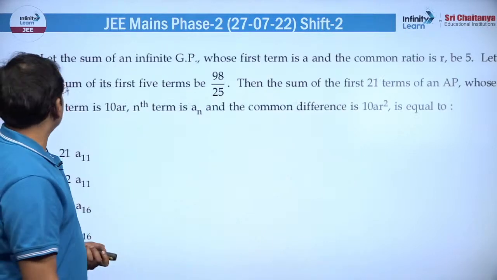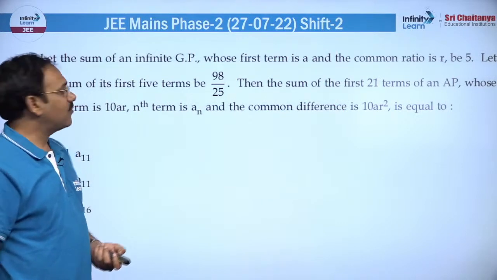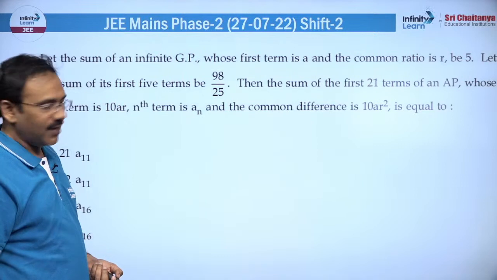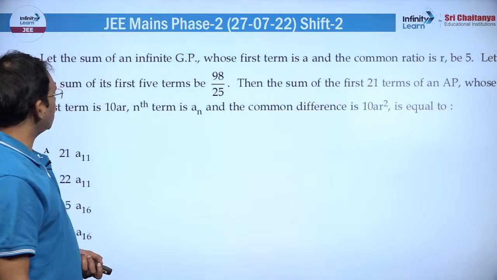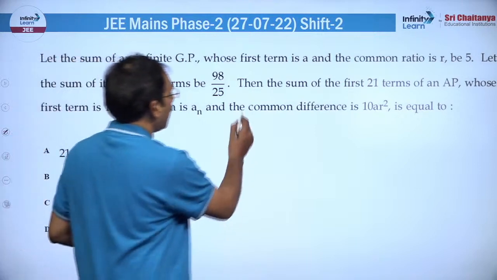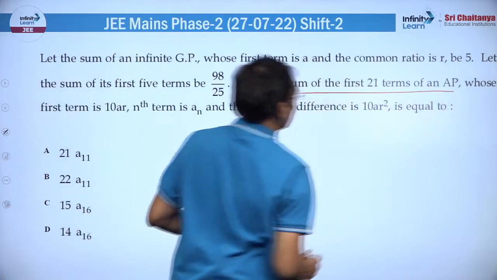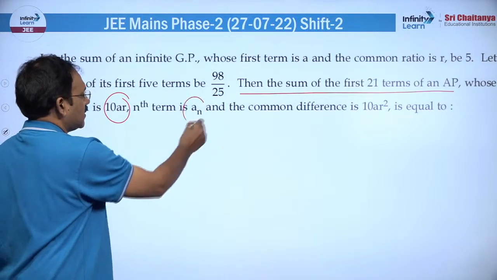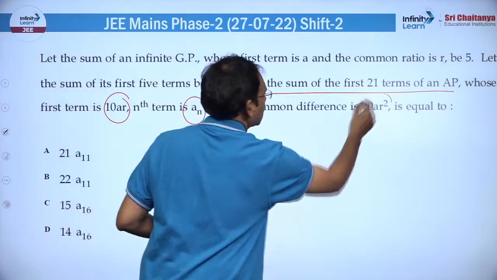Okay. Next, you see the sum of an infinite GP whose first term is a and the common ratio is r is 5. Let the sum of its first 5 terms be given. You see here the sum of the first 21 terms of the AP whose first term is 10 AR, nth term is AN, and common difference is 10 A square.